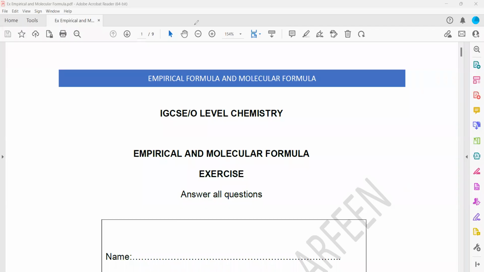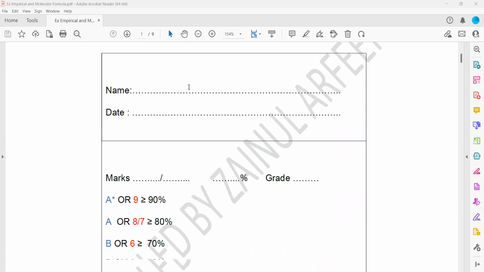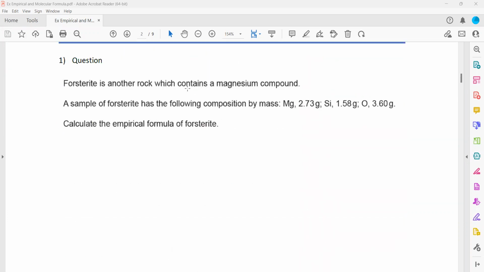So, empirical and molecular formula exercise. We have a magnesium compound, and we have to find its empirical formula. So how do we work out the empirical formula?